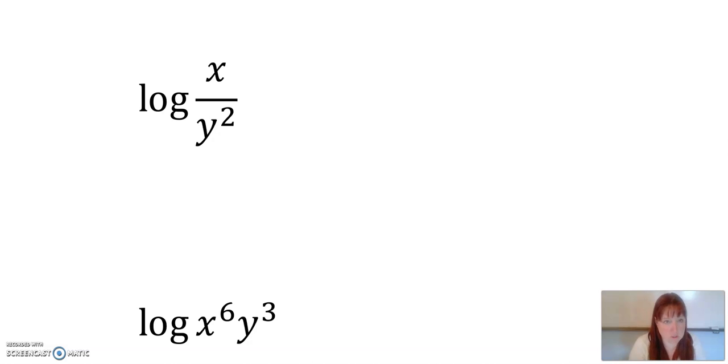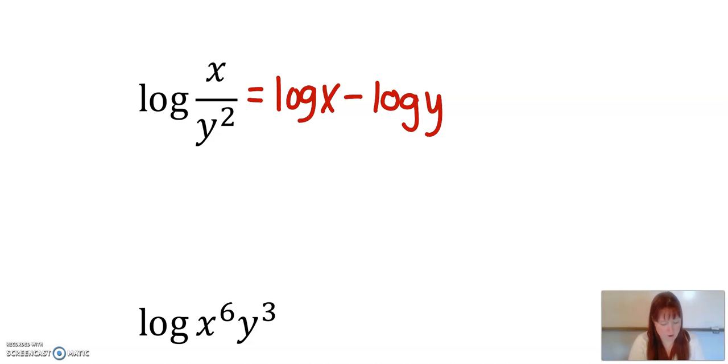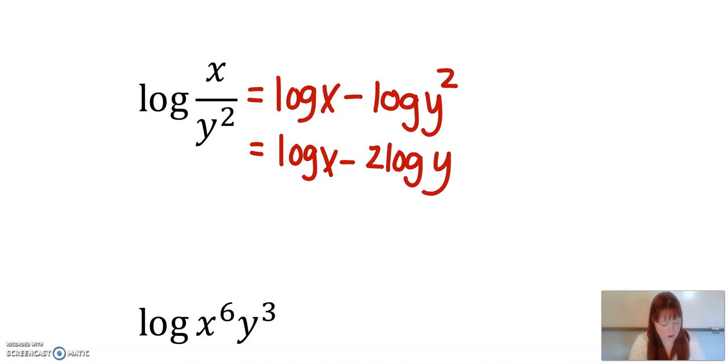This one is a quotient and a power property. So we do the quotient property first to split it, because if you notice, this squared is not on the x and on the y, it's just on the y. So we've got to split it until that squared is on everything inside the argument. So this is going to be log of x minus log of y squared. And then we can use the power property to bring that 2 down. So we have log of x minus 2 log of y.